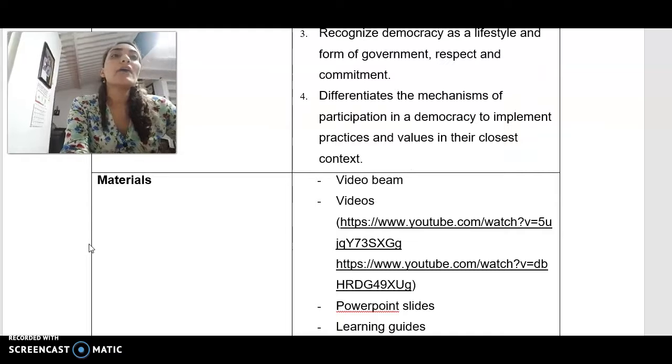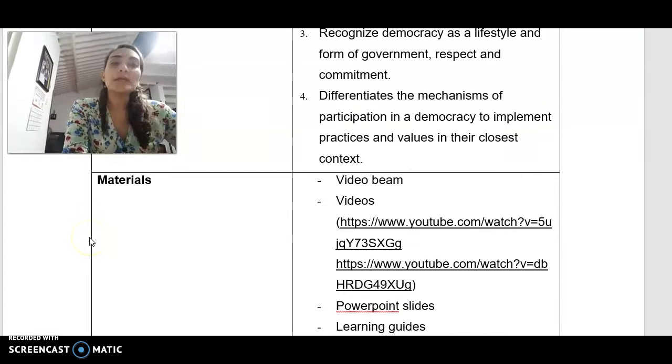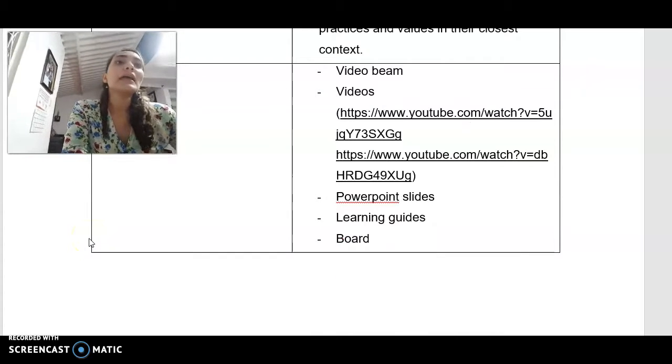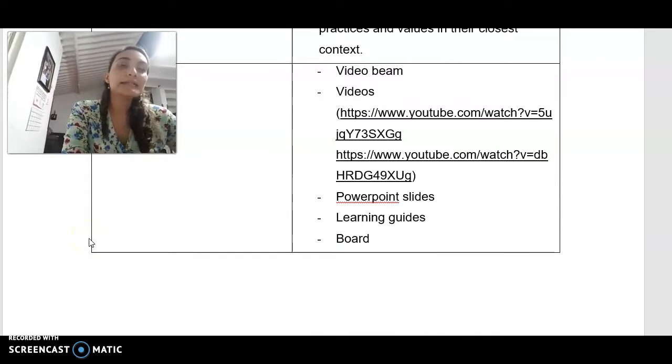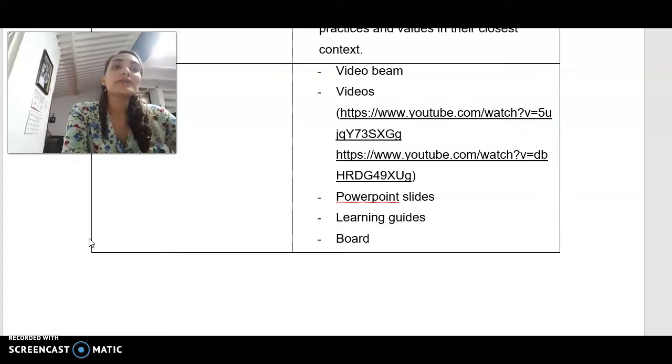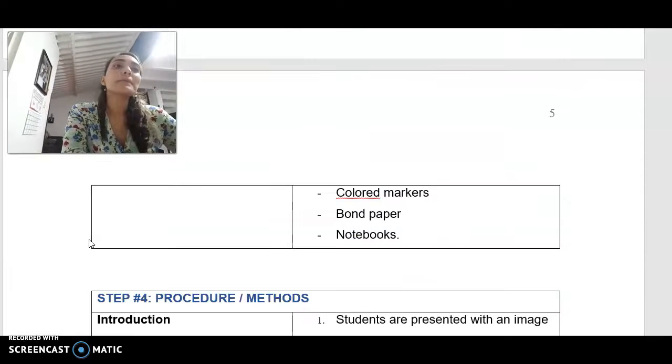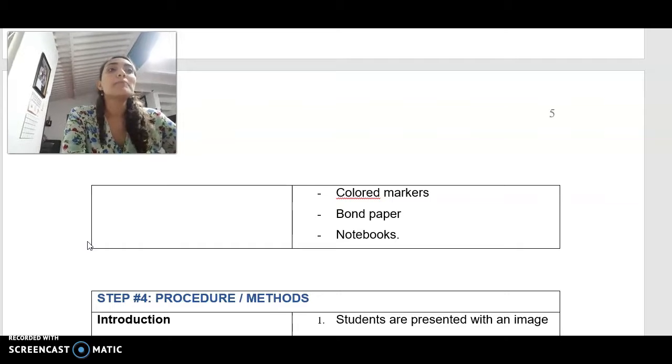Materials are video, PowerPoint slides, learning games, board, color markers, bond paper, and notebooks.